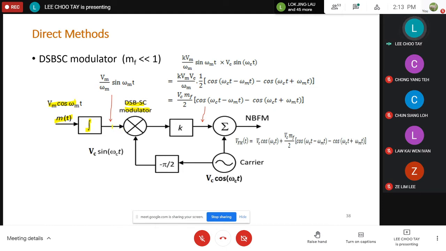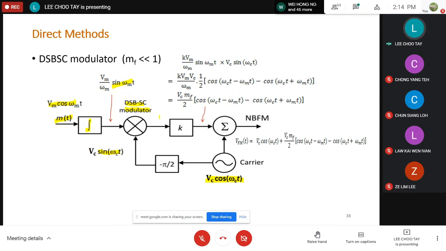This signal will then be multiplied with the phase shifted version of the carrier signal. We have a carrier signal here. Again, this carrier signal is just a cosine signal with the amplitude Vc. After phase shifting, it becomes a sine wave. Similarly, if we integrate a cosine signal, we also get a sine signal, isn't it? So we multiply these two signals together.